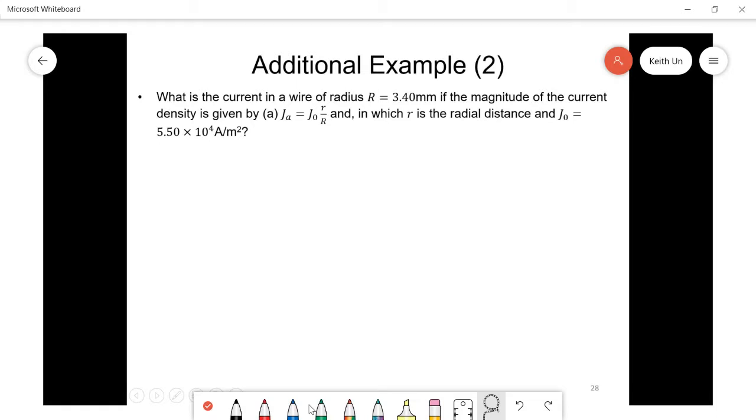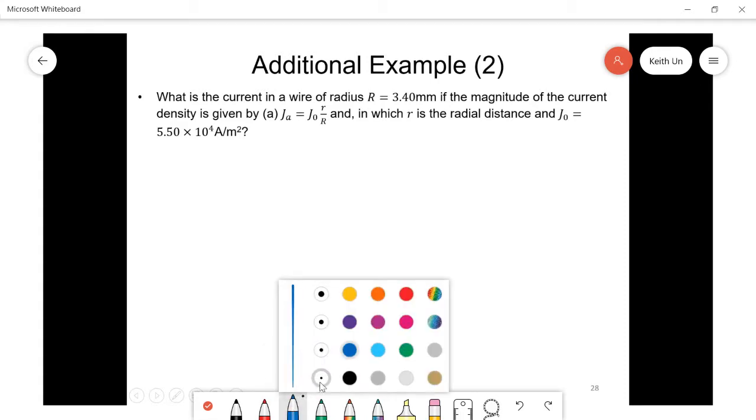So for this one, what is the current in the wire of radius r equals 3.4 millimeter if the magnitude of current density is given by JA equals J0 r over R, in which r is the radial distance and J0 is 5.5 times 10 to the 4 ampere per meter squared. So actually, it's just a simple integration.